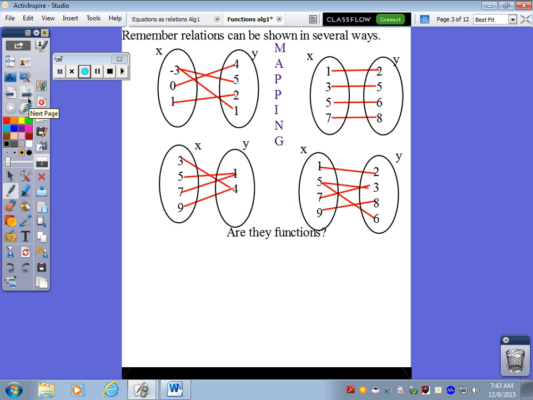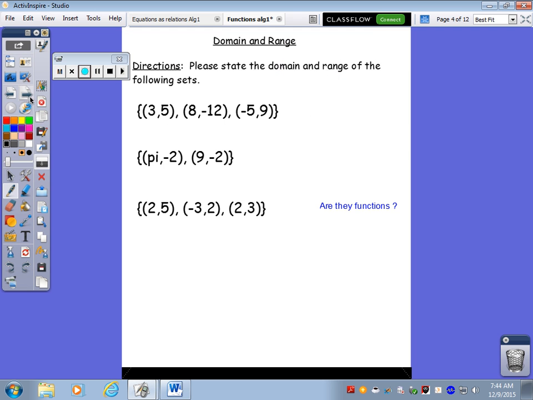Here we look at the mappings. Remember, -3, -3, 1, they share an x, therefore it is a no. Here, every x is unique, so it is a yes. Here, every x is unique, so it is a yes. Here, 5, 3, 5, 6 makes it a no, not a function if they share an x.